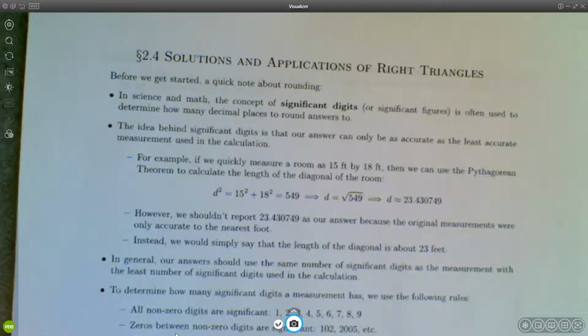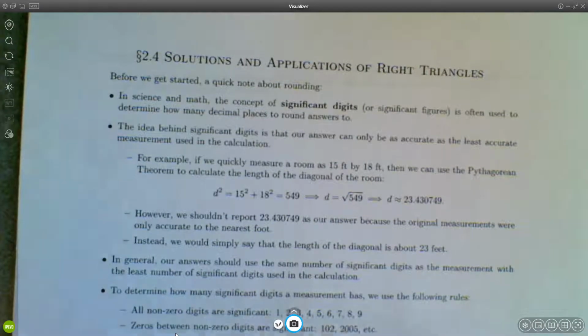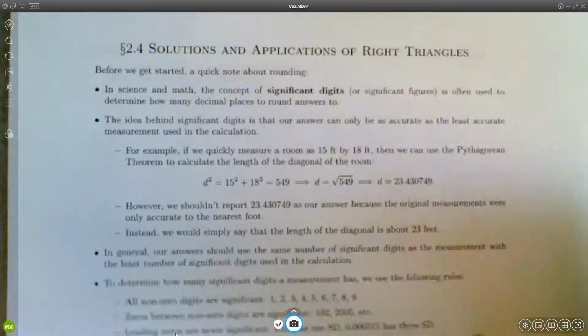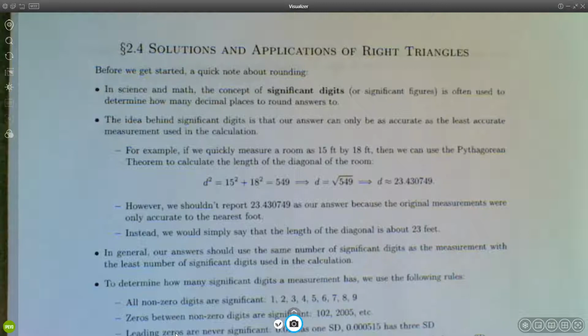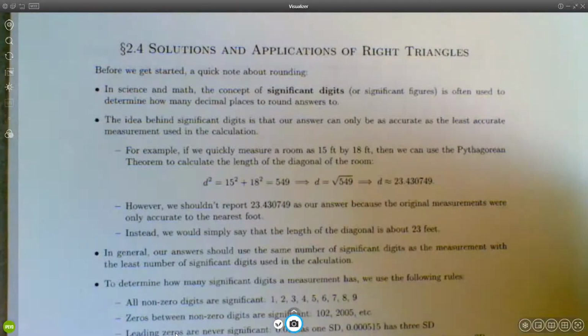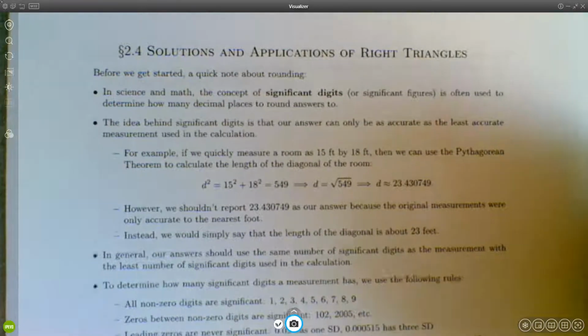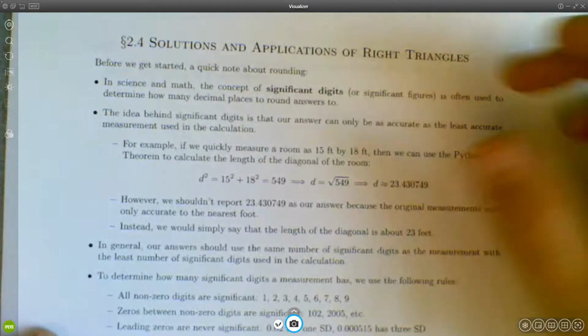Alright, let's talk about 2.4. I have some pre-typed notes for this that you can print and use to follow along with this lecture. So let's get to it. 2.4 is all about applications of right triangles.